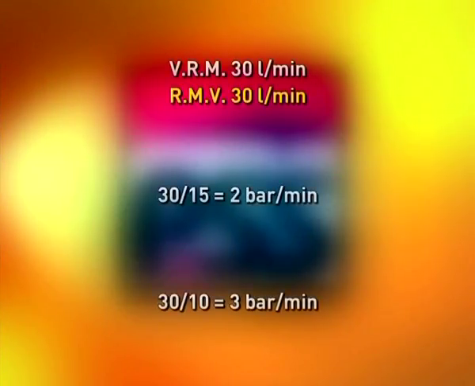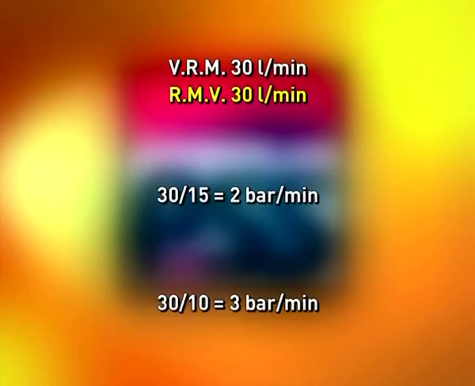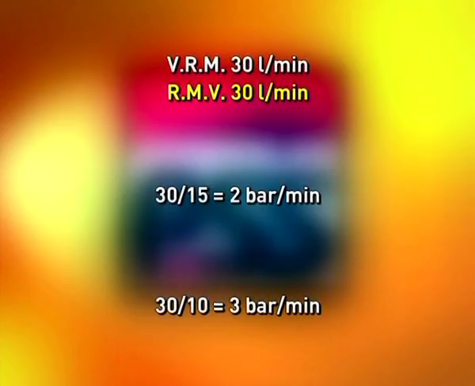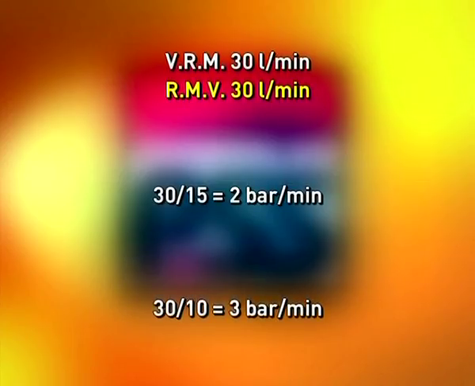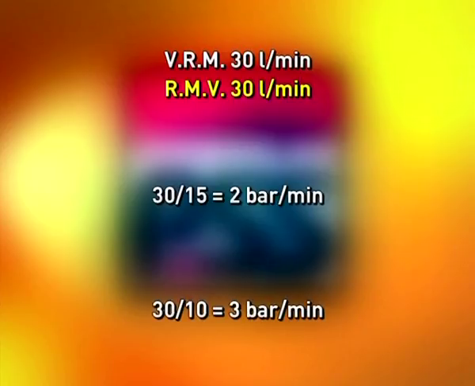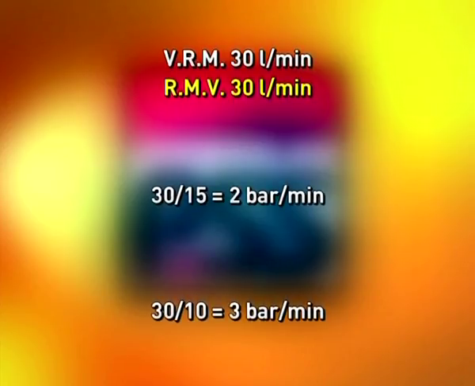With a respiratory minute volume of 30 litres a minute, using a cylinder with a capacity of 15 litres, we have a surface air consumption equal to 2 bars a minute, 30 divided by 15. Instead, with a cylinder of 10 litres, the surface air consumption becomes 3 bars a minute, 30 divided by 10.